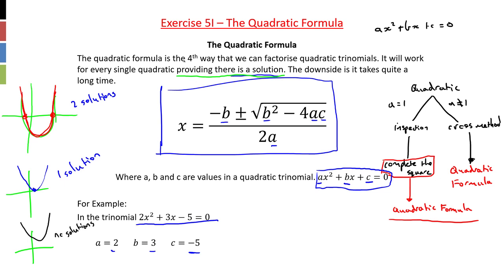So this quadratic formula always works providing there is a solution. That means it's working for this one here where there's two solutions or this one here where there's one solution. If there are no solutions, you'll run into an issue where you're trying to take this square root. This b squared minus 4ac is a negative number, and you try and take the square root of a negative number. It doesn't work. That means there are no solutions.